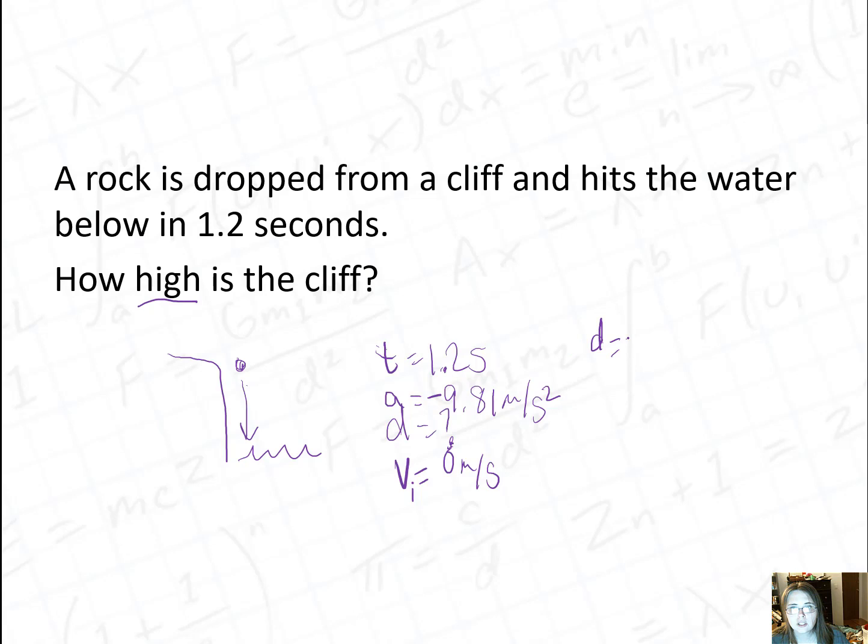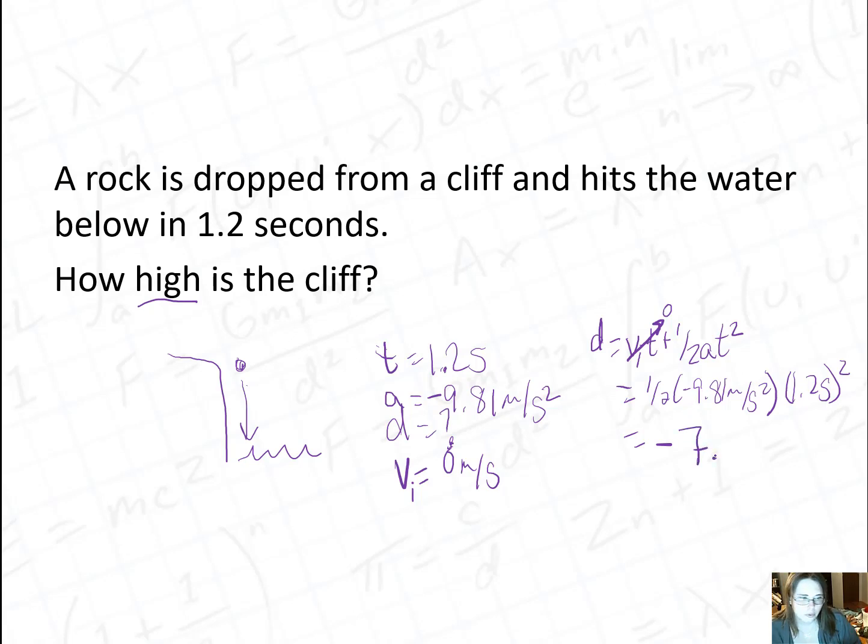We can use distance equals initial velocity times time plus 1/2 times the acceleration times time squared. And we just plug in. The initial velocity is 0. Anything times 0 is 0, so it does not matter what the time is. This is just going to go to 0. So then we have 1/2 times a negative 9.81 meters per second squared times the time, which is 1.2 seconds, and that's squared. And this is equal to negative 7.0632.